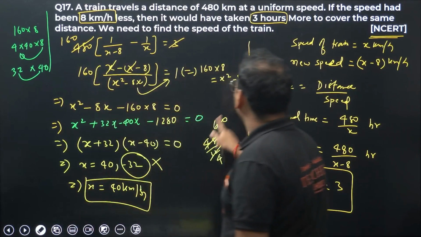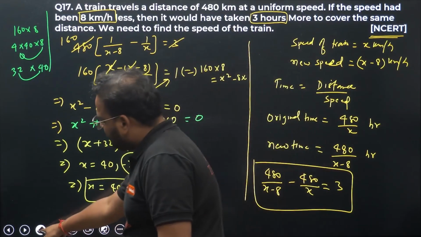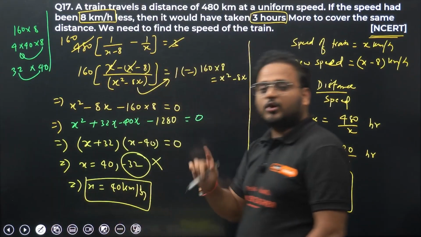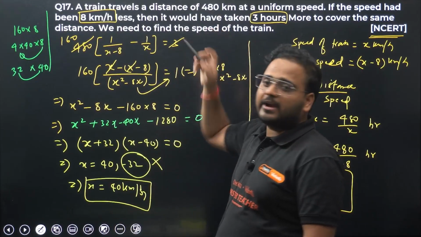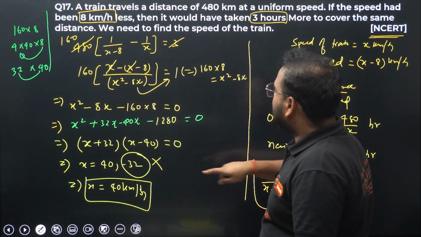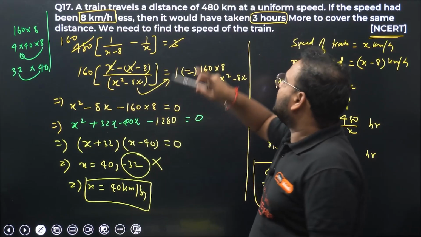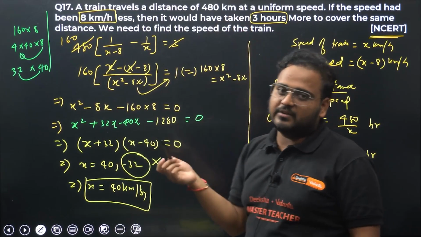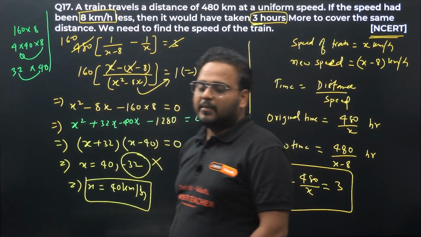The right answer is 40 only. I was just cross checking it because I don't know the answer exactly, so I wanted to cross check. What I did, I divided 480 by 40 to get the answer as 12 hours, and then took the difference. The new speed will be 40 minus 8, right? So 32. Divide 480 by 32, you're gonna get the answer as 15 hours. Difference of 12 and 15 hours is how much? 3 hours. It means my answer is correct.